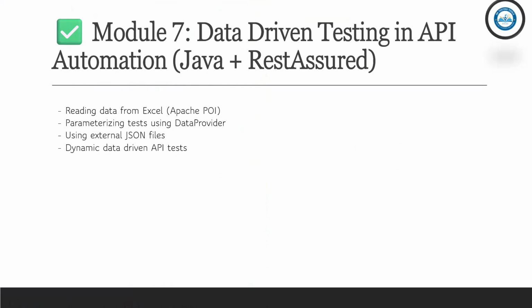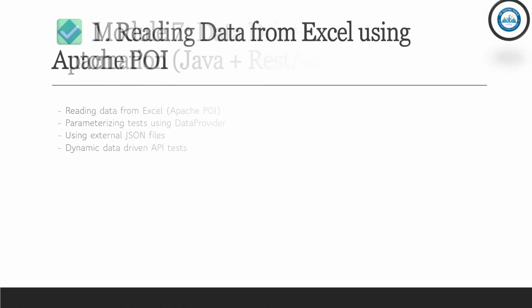Third, using external JSON files, we'll create a JSON file and put the request body inside it. We'll read the data of the JSON file using the Java programming language and pass the test data to your test methods. And finally, dynamic data-driven API tests, where we'll use the Faker library to get dynamic test data automatically and pass it to your test. We'll see one by one how it is going to work.